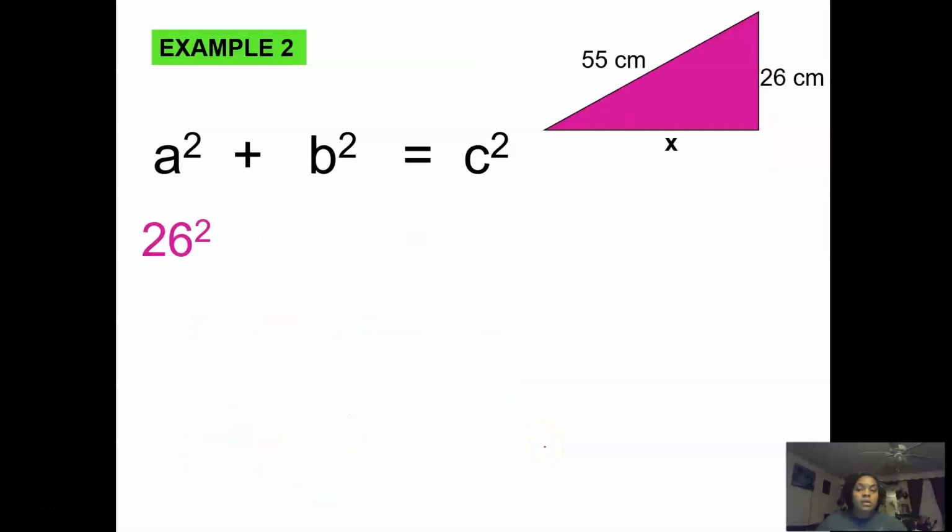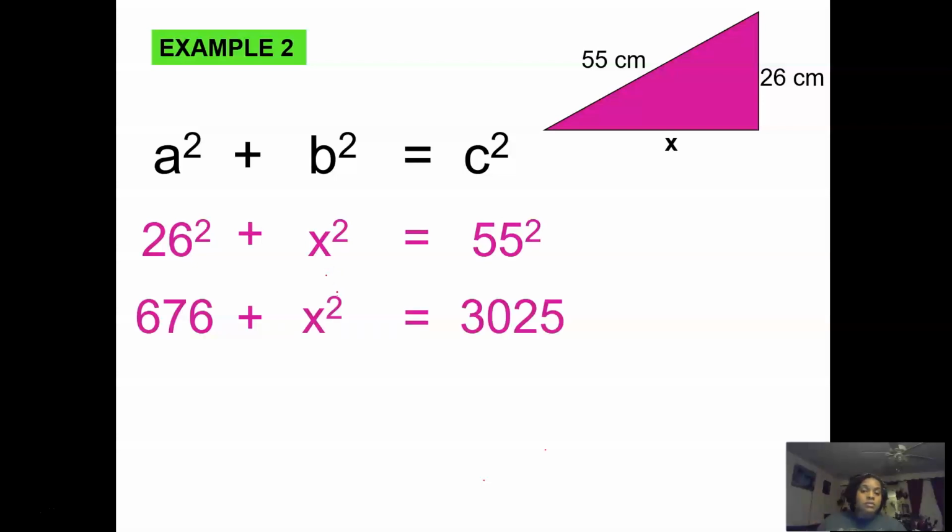Looking at this one, where we're looking at a missing leg, not the hypotenuse, you fill in all your information within the formula. Always fill in your information. So you have a squared, you don't have the b squared, so that stays as x squared, but you have the hypotenuse this time, which is 55 squared. So 676 plus x squared equals 3025.